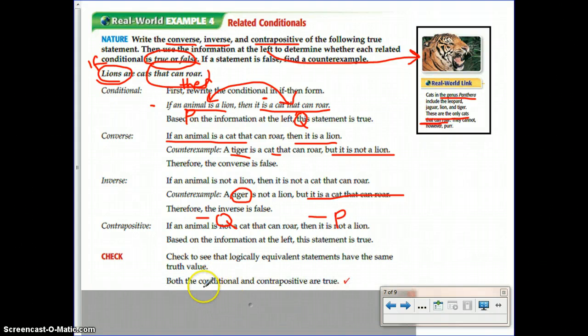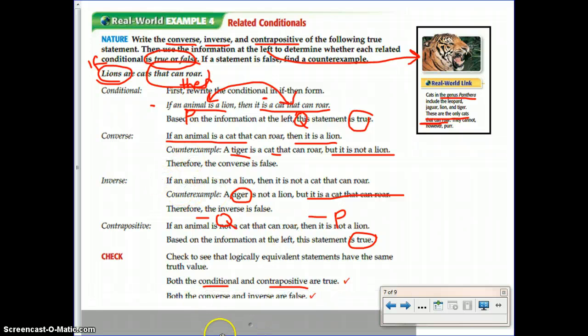Check to see if the ones that are logically equivalent statements have the same truth value. Well, the conditional and the contrapositive should be the same, and they are both true. Let's see, this one is true, and the conditional is true. And we know the converse and the inverse should both be the same, and they are both false.